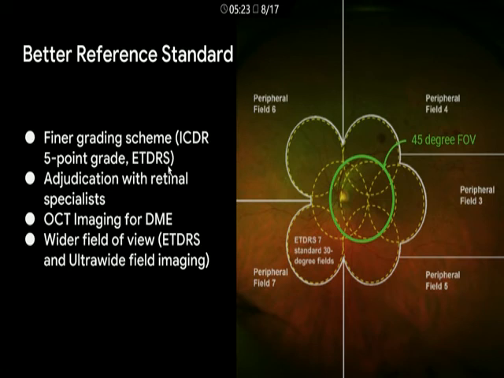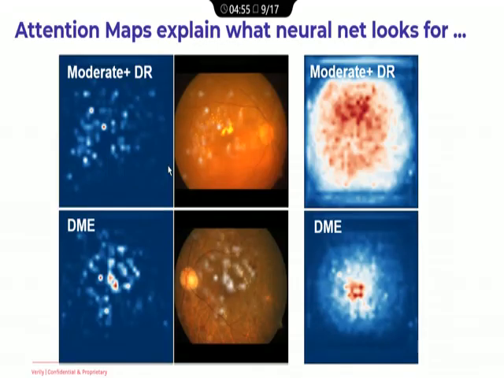For other things, you can also improve your reference standards with some finer grading schemes like ICDR, ATDRS. You can adjudicate using retina specialists, which we have shown has definite improvements. You could use OCT derived labels for training your fundus images, and that's something Pino talked about yesterday. Or you can also look into maybe wider fields of view and see if that somehow helps, because you will have more things to look at and maybe the algorithms actually perform better.